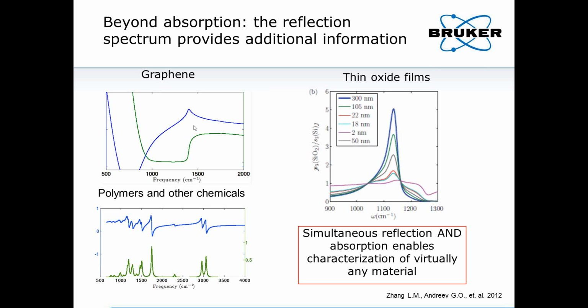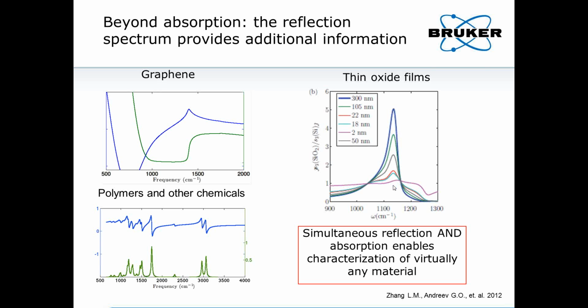For instance, on graphene, the reflection and the absorption spectrum are very useful because it's possible to determine the carrier density from these features. On polymers, shown in the bottom left, we already discussed this. It's possible to identify chemicals by using vibrational resonances. But on thin films, such as thin oxide films of very small thicknesses, it's possible to actually measure the thickness down to 2 nanometers. This is a calculated result from the publication shown in the bottom right here.